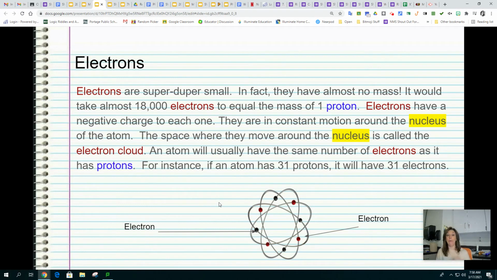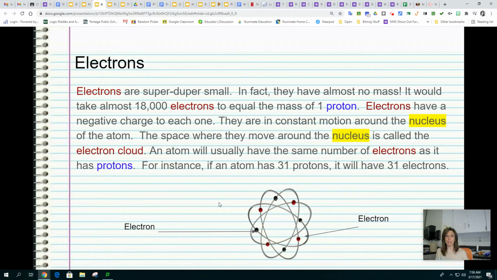All right. However, we have these electrons that are circling around the nucleus. They're super small. In fact, they have almost no mass at all. It would take almost 18,000 electrons to equal the mass of just one proton. Electrons have a negative charge, each one.